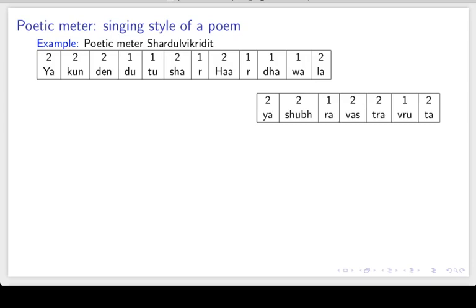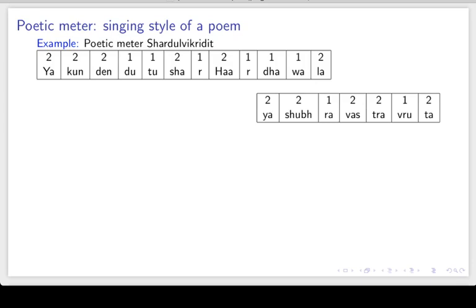Did you hear what I was doing? When I sang Ya, I had two beats on it. When I sang Kun, I had two beats. Then also had two beats. Du, Tu had one beat each. So this is the pattern. The numbers on top indicate how many beats you have to sing that syllable for, or how long that syllable is. The pattern of these lengths produces interesting, musically pleasing effects.